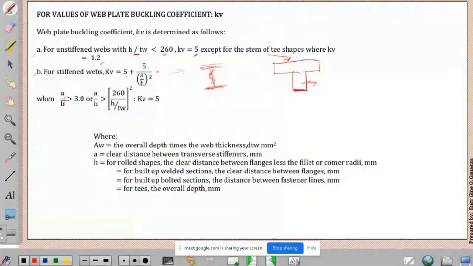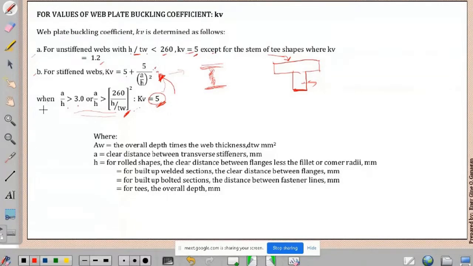Pero pagka ang a over h natin is greater than 3.0 or yung a over h natin is greater by this equation, ang gagamitin natin Kv is 5 pa rin. Okay? So i-compute nyo muna ito pag ang a over h natin is greater than 3 or a over h is greater than this equation bago kayo pumunta dito. Okay? So pagpasok siya dito sa condition, ang Kv natin is 5. This is the same here. Pero pag hindi siya pasok dito, punta na kayo dito, ang value ng Kv natin is equal to this equation.